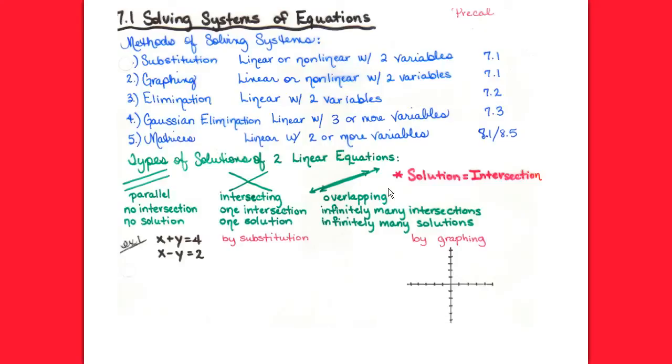Okay, so let's look at example one. Example one, we have two linear equations, and we said today that we wanted to solve by both substitution and graphing. So let's take example number one, a system of two linear equations with two unknowns, and let's solve it by substitution and by graphing. All right, let's start with substitution.